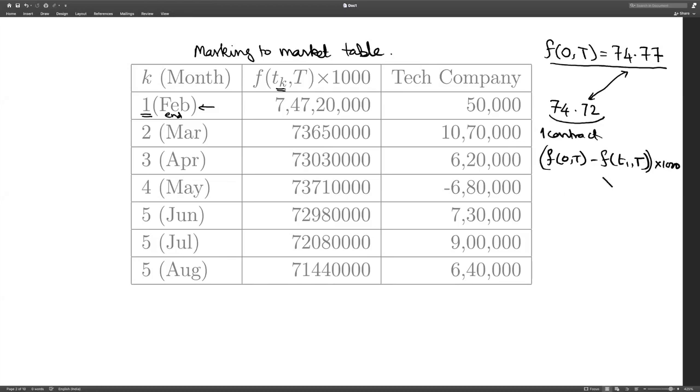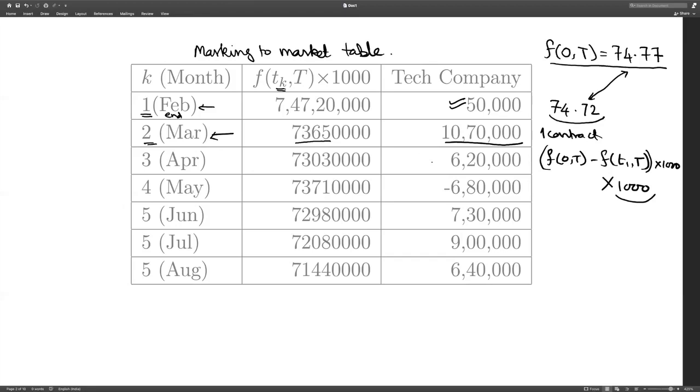Like that we bought 1000 contracts, because the total money that we are going to receive is $1 million. Therefore you have to make this contract for $1 million. Therefore 1000 contracts we took. So this difference into 1000 gives us 50,000. And at the end of March, that is at T2, the strike price was 73.65. Okay, and that was multiplied into 1000 per contract, and that gives us this much money into the margin deposit of the tech company.